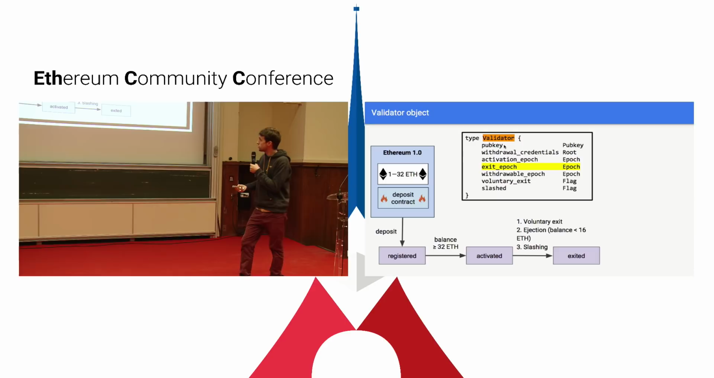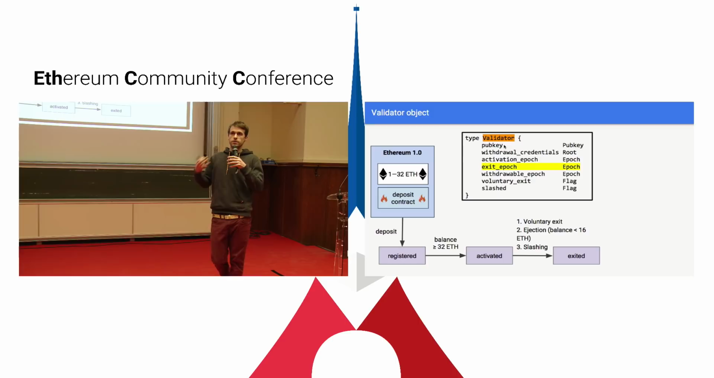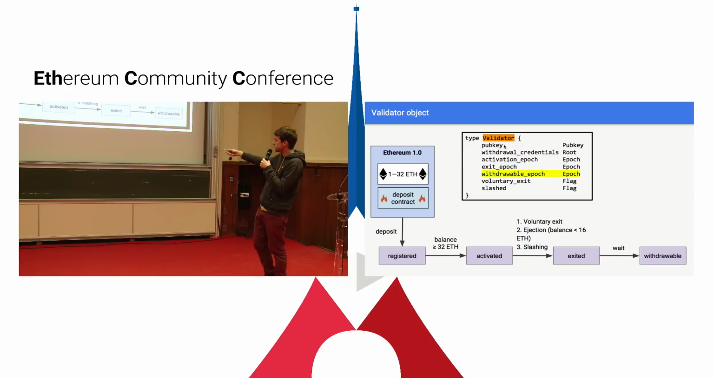And so we have this notion of active validators. The set of active validators are those that are active at the present moment. The way that you check the set of active validators is you go through the whole registry and check that the current epoch is between the activation epoch and the exit epoch. Once you've exited, you have to wait a little bit, and then you're withdrawable and you can send your money out of the beacon chain. And then we have two helper flags. Number one specifies if you've made a voluntary exit or not. And two, it specifies whether you've been slashed or not.